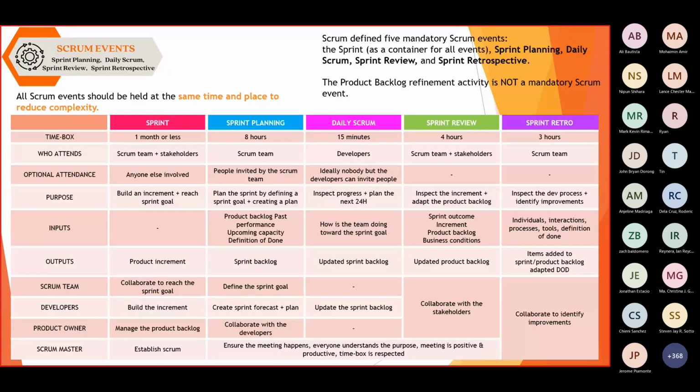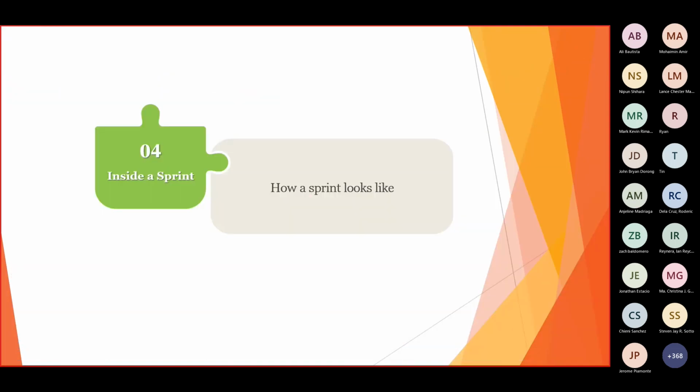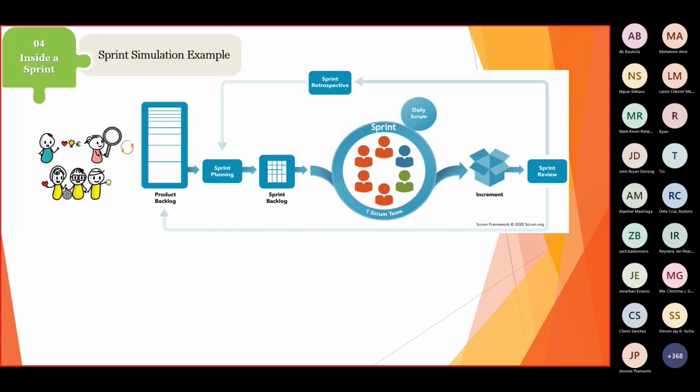Let's now proceed to the fourth agenda, which is the simulation part. Let's take a look at what's inside the sprint, and how the sprint looks. We will have some figures so that you can better understand. All right, so we have a lot of new terms, right? Given that we have already covered the Scrum team, the Scrum artifacts, and the Scrum events, let's use the simulation example to see how all those tie together.